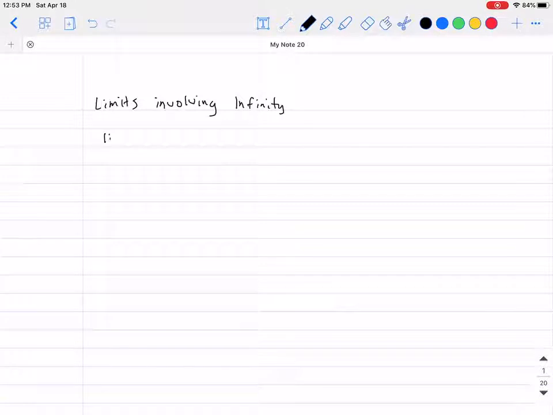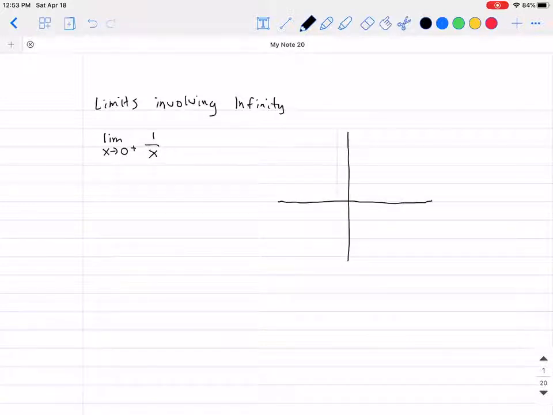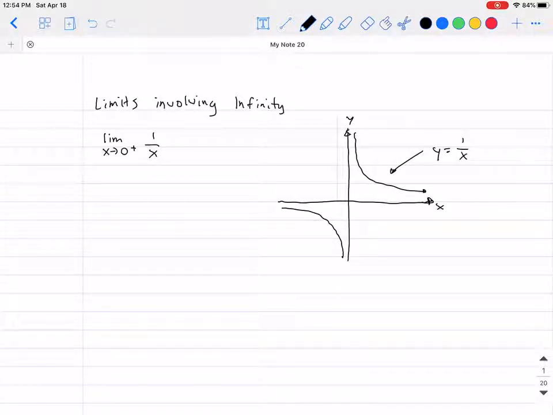So to give an easy example, just to begin with, we'll look at the following. The limit as x approaches 0 from the right-hand side of 1 over x. Now, for those of you that might not know the graph, and I'm hoping that most of you do know the graph at this point, the graph of 1 over x looks something like the following. So here's the x-axis, here's the y-axis, and then it's going to be the following right there. So that curve is y equals 1 over x.